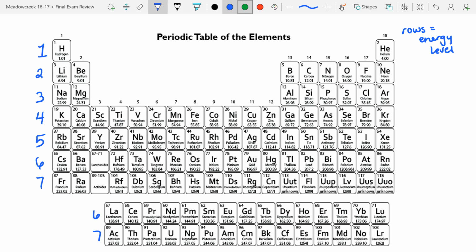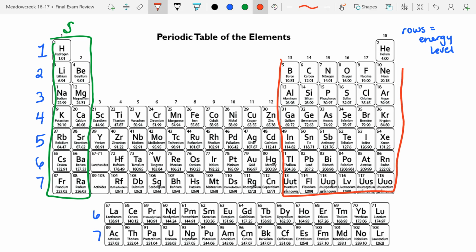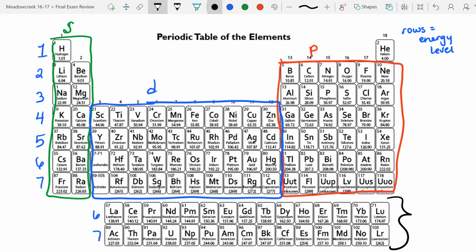The periodic table is set up by our sublevels. These first two columns here in a periodic table are our sublevels. Well, yes, there are sublevels, but it's specifically the S sublevel. The columns over here are part of our P sublevel. The ones in the middle here are the D sublevel, and these over here are the F block or F sublevel.